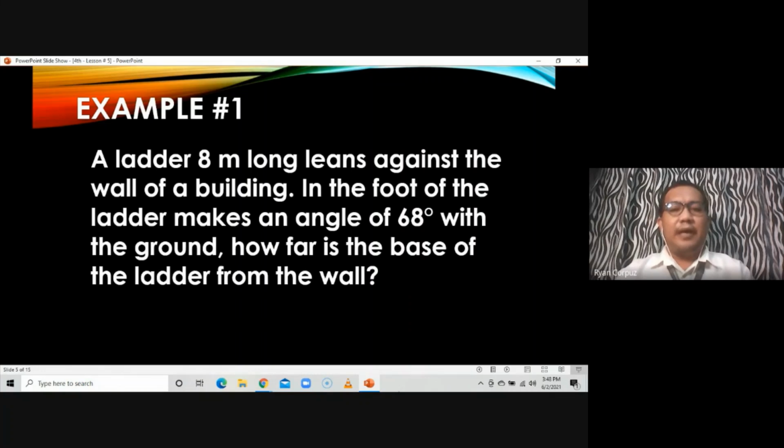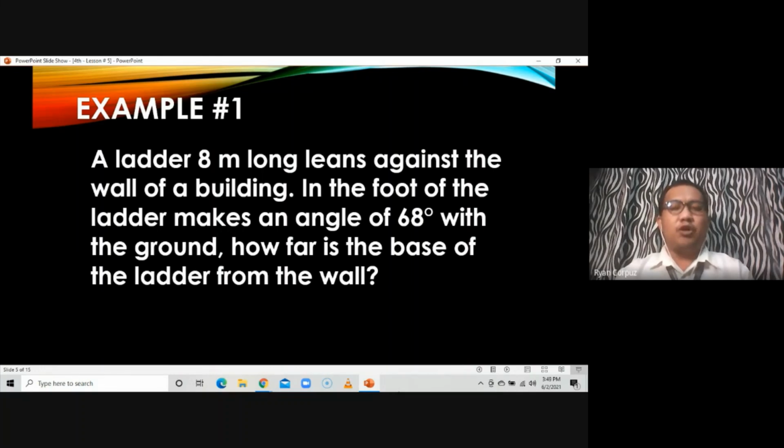A ladder 8 meters long leans against the wall of a building. The foot of the ladder makes an angle of 68 degrees with the ground. How far is the base of the ladder from the wall?